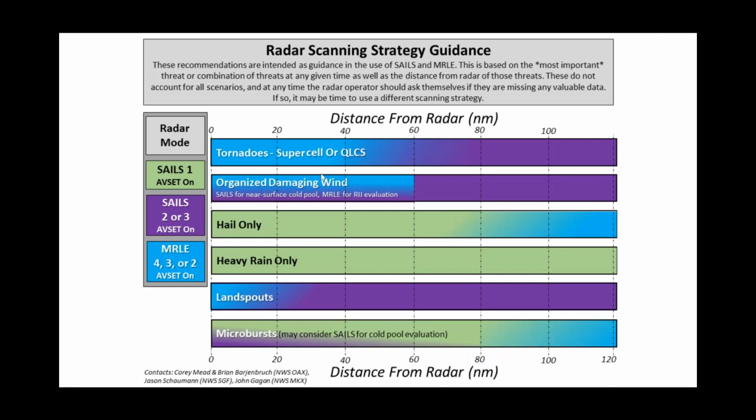But this chart here is specific to MERLIN and SAILS usage. And so it's not something that existed. We thought we'd put it together. And again, I really appreciate the wide range of input that we had on it. And you can see that as you go from left to right here, we're gaining distance from the radar. So if you've got a day where supercell tornadoes are your greatest threat, you're going to look at that top box, and you're going to say, all right, my storm is at 90 nautical miles from the radar. SAILS 2 or 3 is probably going to be my best option.